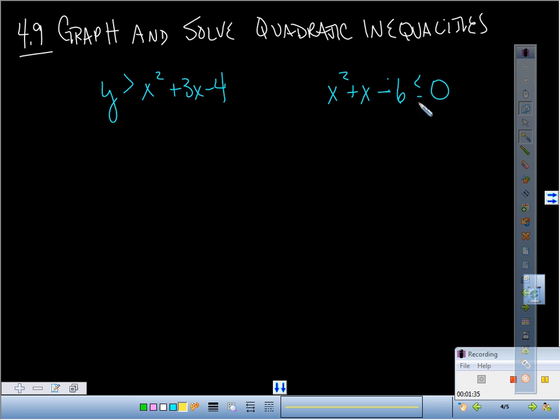Okay, one has a 0 in it. What's the other one have? A y. So, which means one of them is going to be graphed and one of them is going to be solved. Which one's graphed? Yeah, this one right here, the one with the y. All we're going to do is graph it.